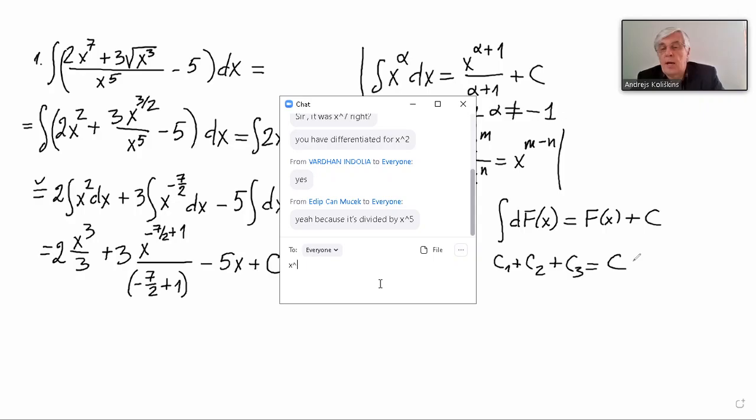And this is our final result: 2/3 x cubed minus, so we have what, 6 divided by 5, x to the power minus 5/2, minus 5x plus c. Okay. Let me now answer your questions.